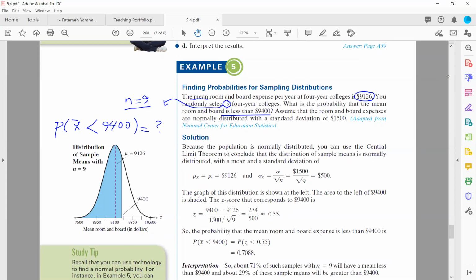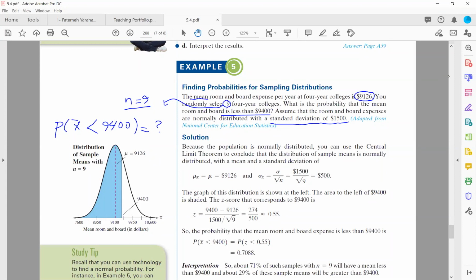Very well. Luckily for us, we have the standard deviation, which is 1,500. First of all, we have 9 as our sample size.